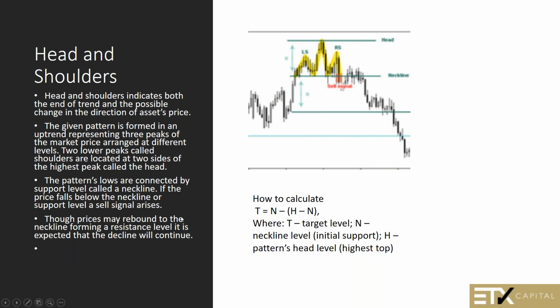So once we can recognize these patterns, let's talk about a simple mathematical formula that will help us set our target points. And these target points can then be reversed to where we have to put our stop loss levels. Now, a head and shoulders indicates both the end of a trend and the possible change in the direction of an asset's price. The pattern is formed in a trend representing 3 peaks. Though prices may rebound to the neckline, forming a resistance level, it is expected that the decline will continue.